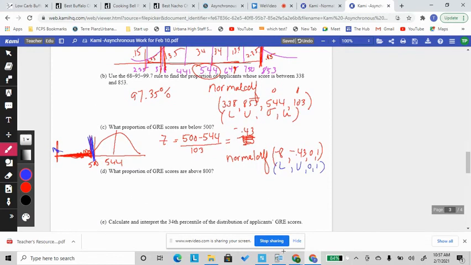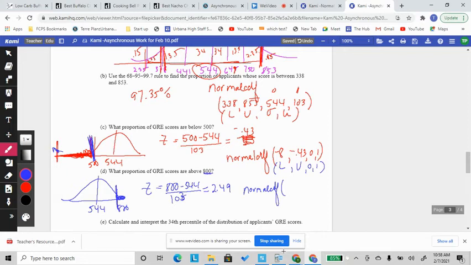All right, next one, above 800. So above 800, you have 544 for GREs, 800 here. And you want to find this tail area, so you calculate your z. When you calculate the z, you get 2.49. NormalCDF. So you have a lower bound, 2.49, upper bound, infinity. Remember, I just used 8 or 10 or 800, whatever you want to use, 0, 1.